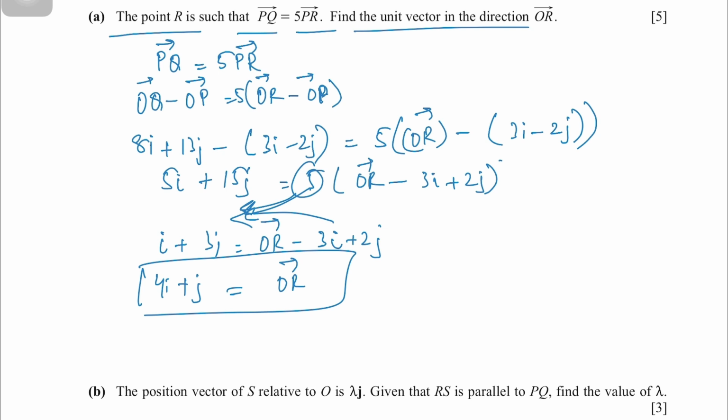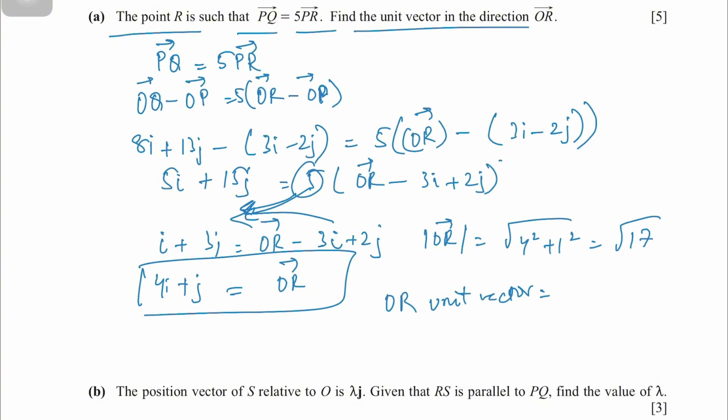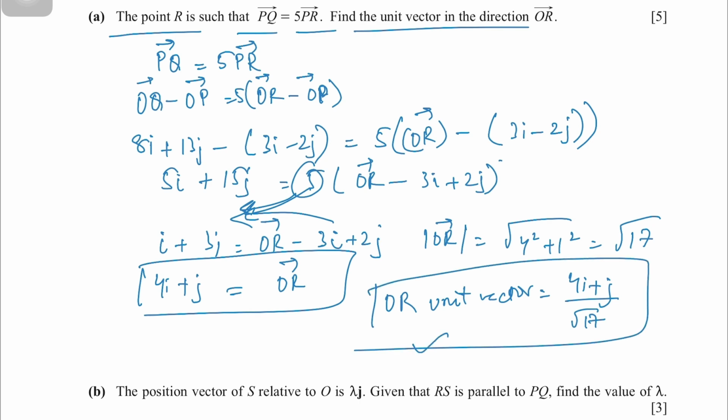Now we need to calculate the unit vectors. For that we need the modulus. So this would be 4 squared plus 1 squared. This would be root 17 simply. And we can write OR's unit vector as, first we'll give the direction, then the magnitude, then the denominator. So this is our unit vector finally.